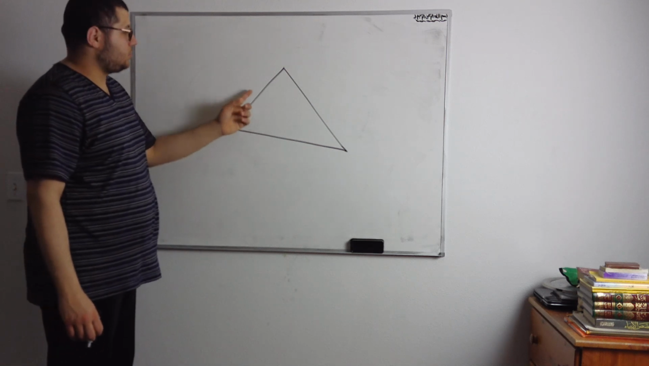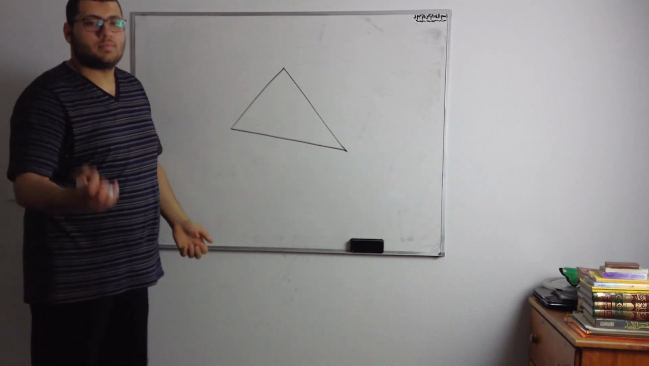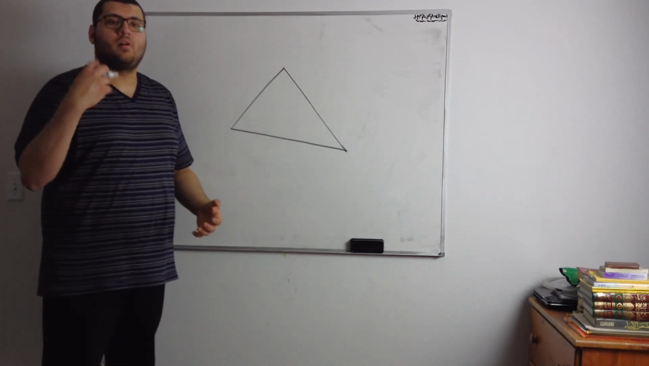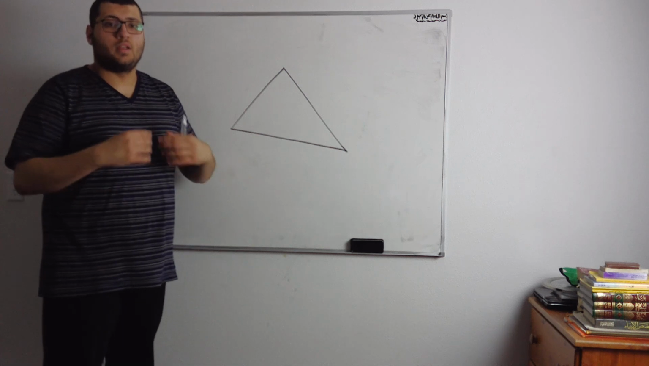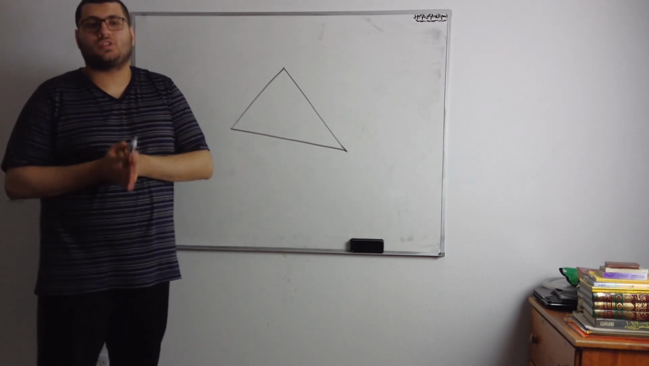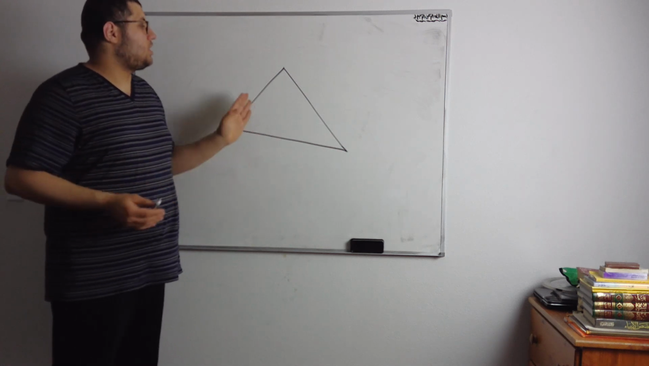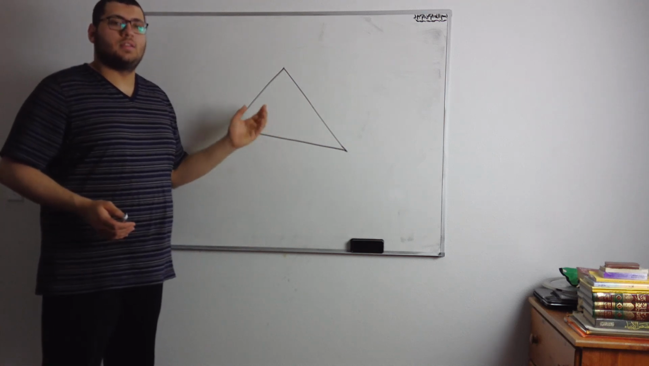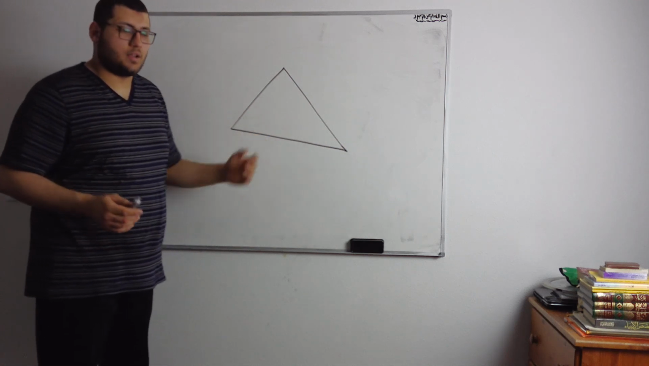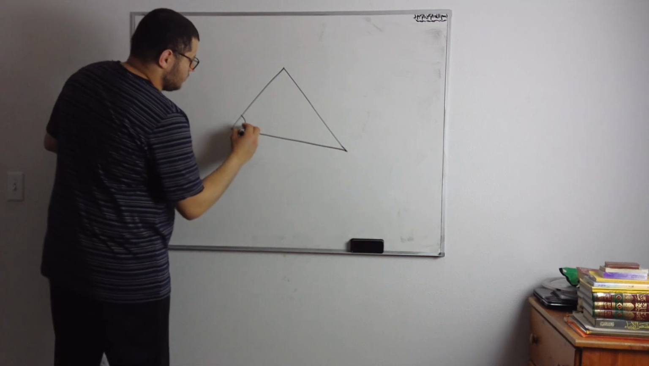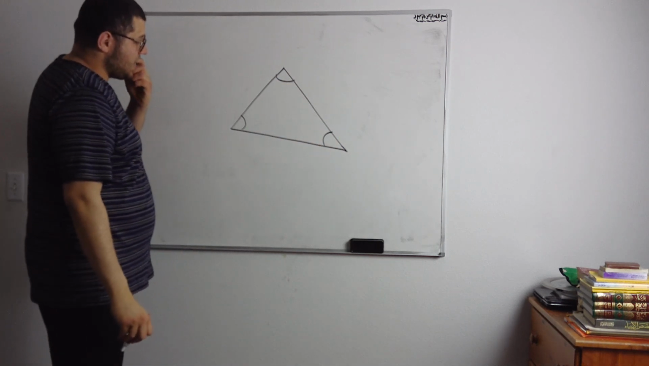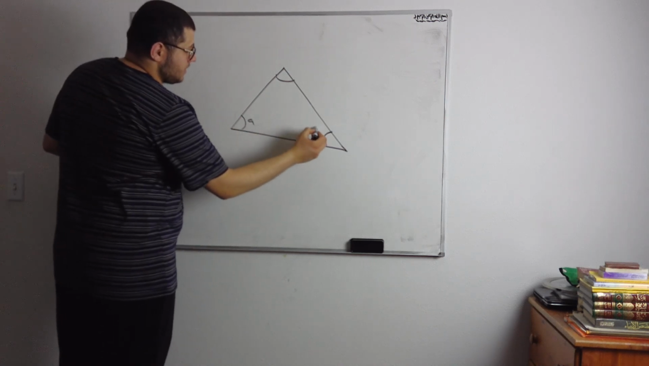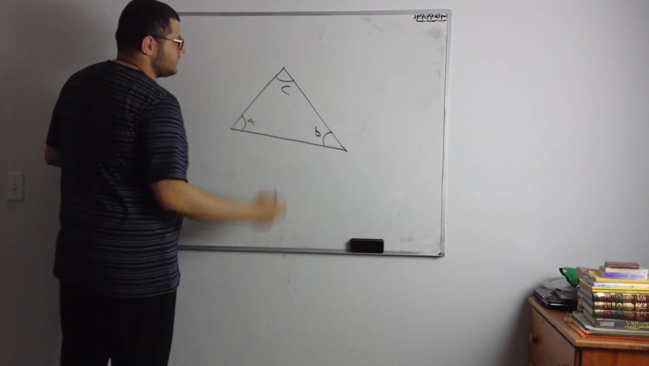It has 3 sides. 1, 2, 3. And I did mention in the previous video that the number of sides of any shape is equal to the number of angles of the shape. So if this shape here has 3 sides, then what? It has 3 angles as well. So 1, 2, 3. Okay? Let's say that this is angle A, this is angle B, and this is angle C.